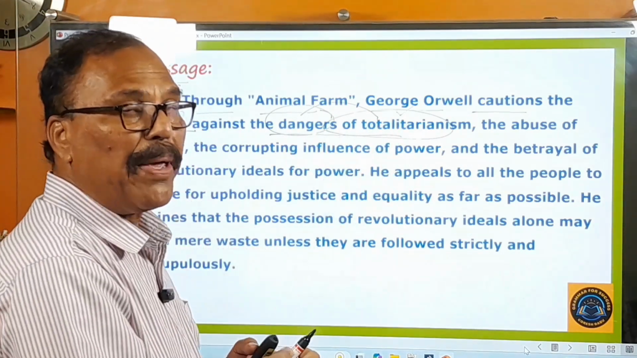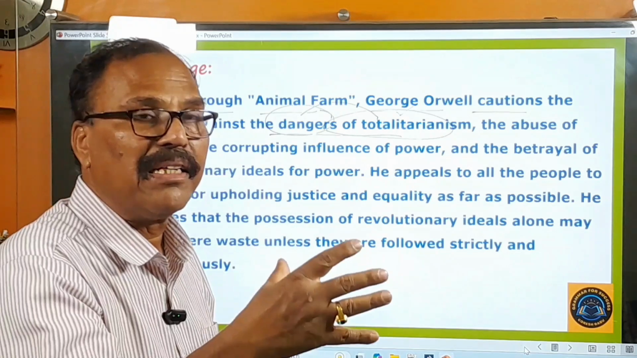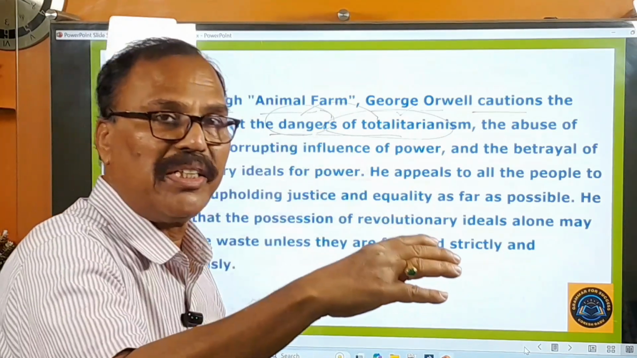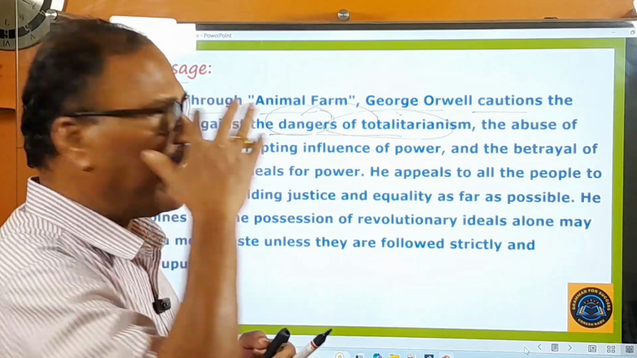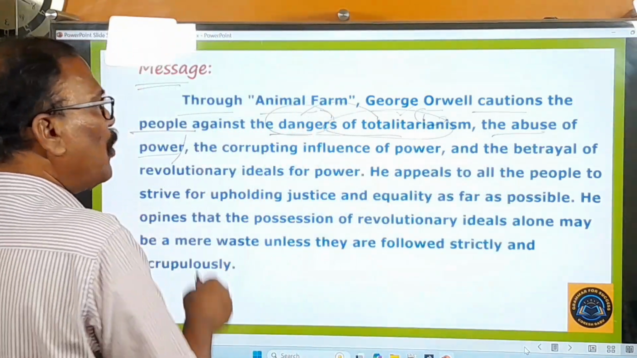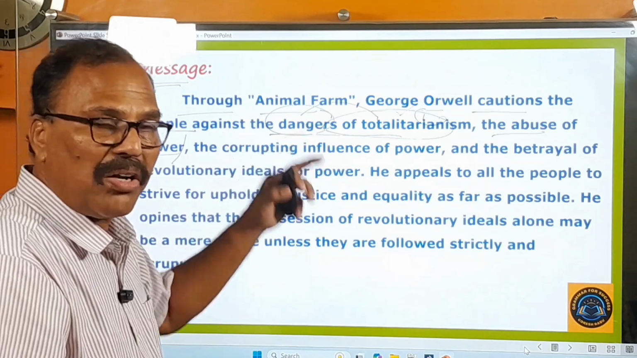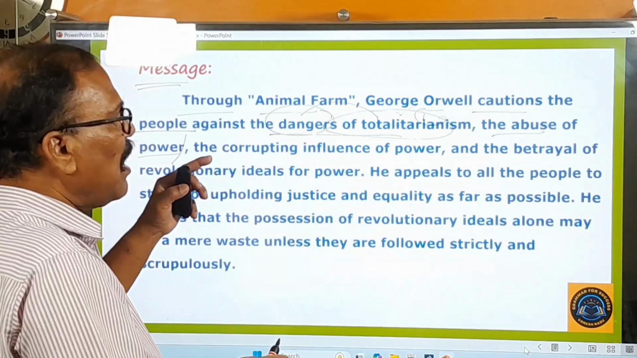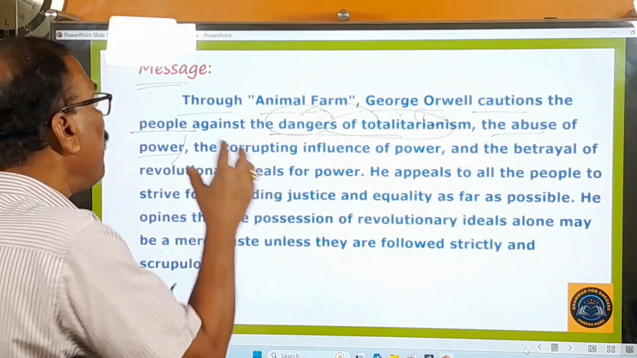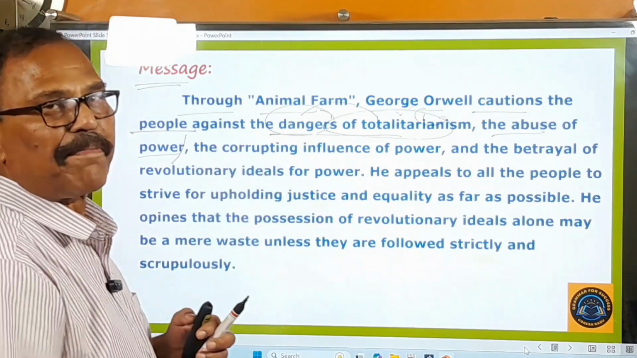That means the people should not like totalitarianism. They should hate it. They should keep this totalitarianism away from them. Okay, that is one point. And next, the abuse of power. Through this novella, George Orwell also tells us about the abuse of power. He is cautioning them against the abuse of power, the misuse of power.